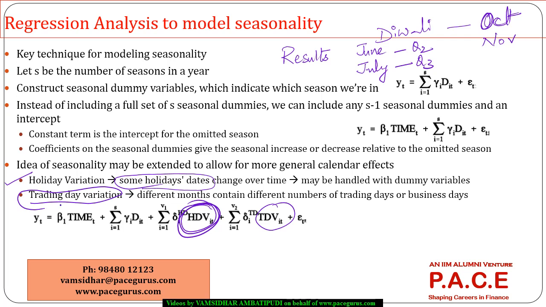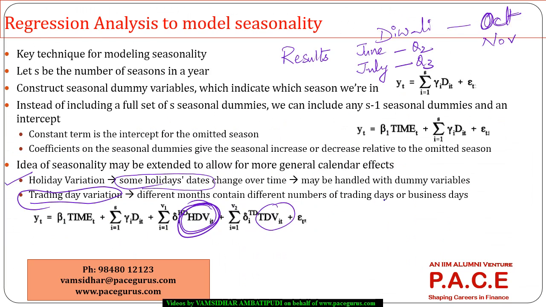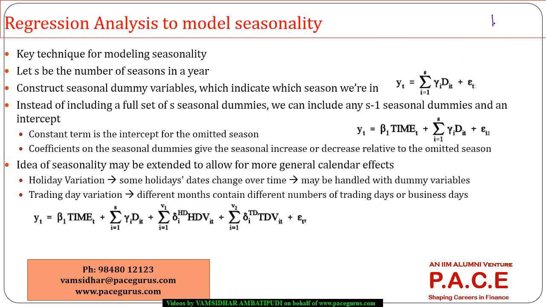And sometimes I may even have a trading day variation, especially not for this purpose, but let's say if I want to estimate a trading volume or something, then I can look at the trading day variation also, which says how many trading days are there in that particular year. So there could be a few months which are having 19 trading days, few months with 20 trading, 21 trading, 22 trading, 23 trading days.